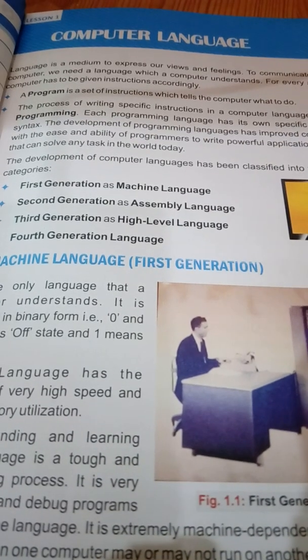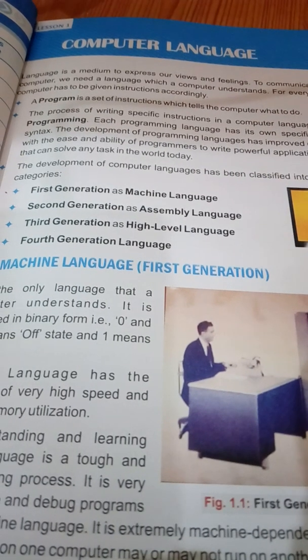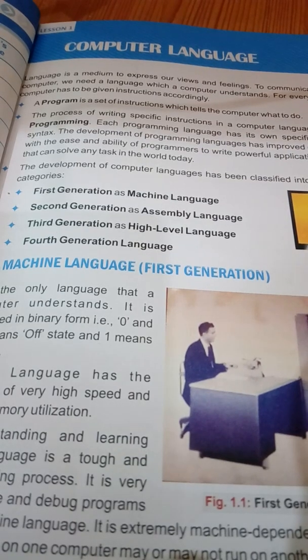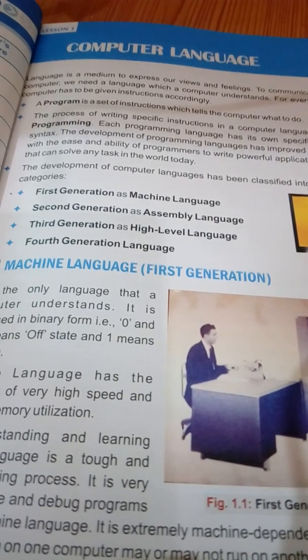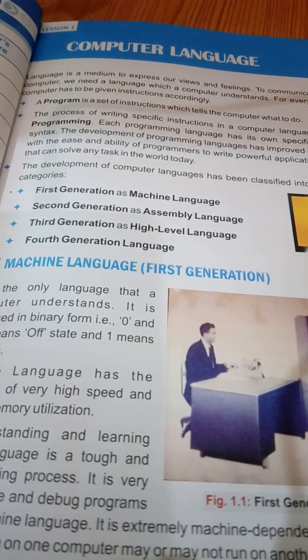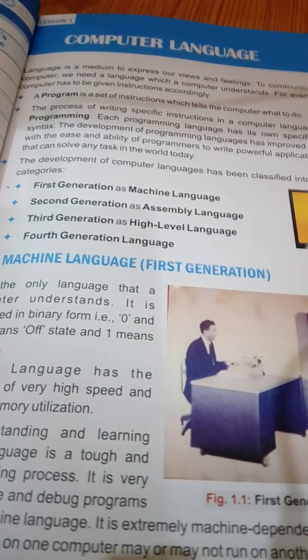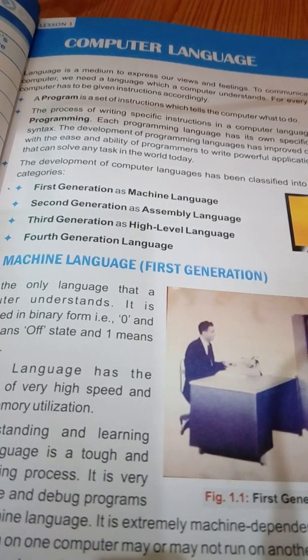The process of writing specific instructions in the computer language is called programming. Means if you write some specific instructions to give a task to a computer system, so this process is called programming, and each programming language has its own specific rules and syntax. There are multiple programming languages, just like C, C++, QBasic, Visual Basic, Java, etc.